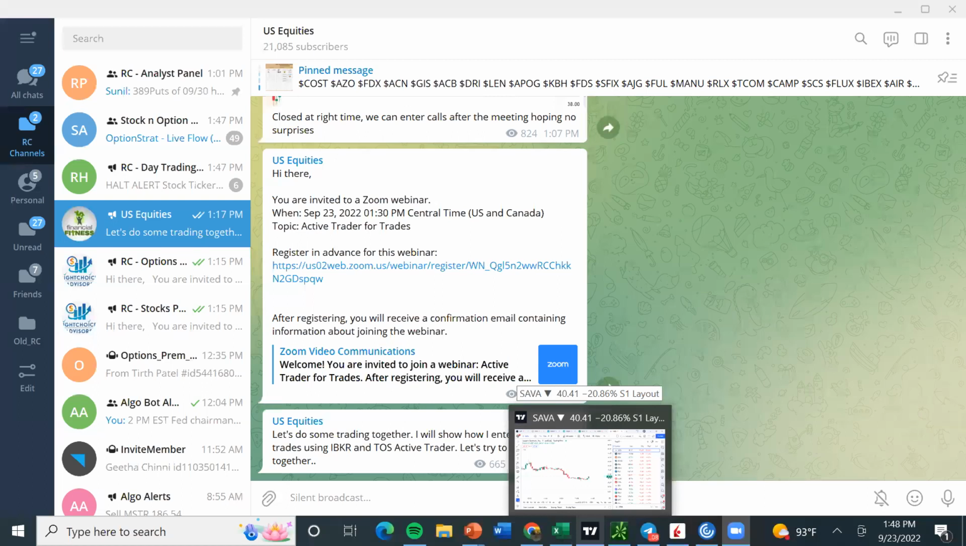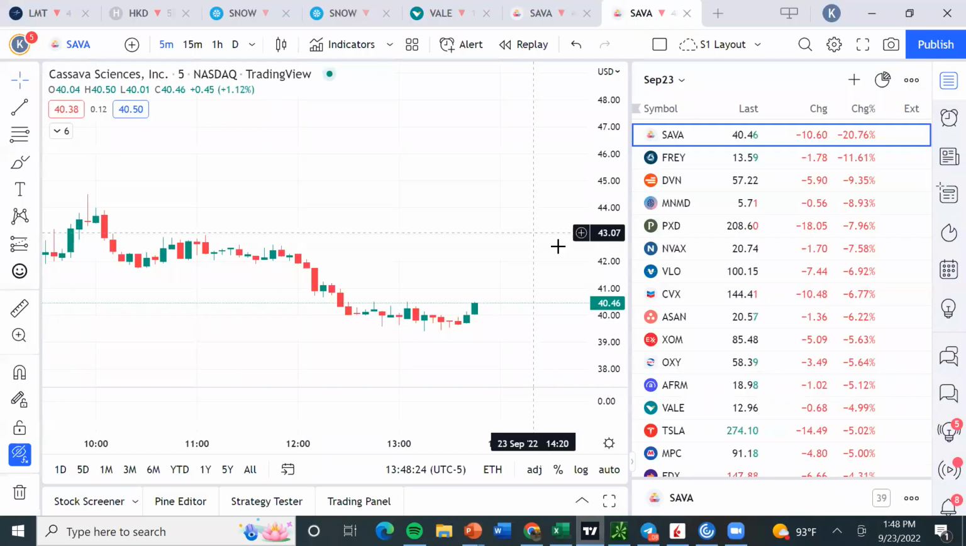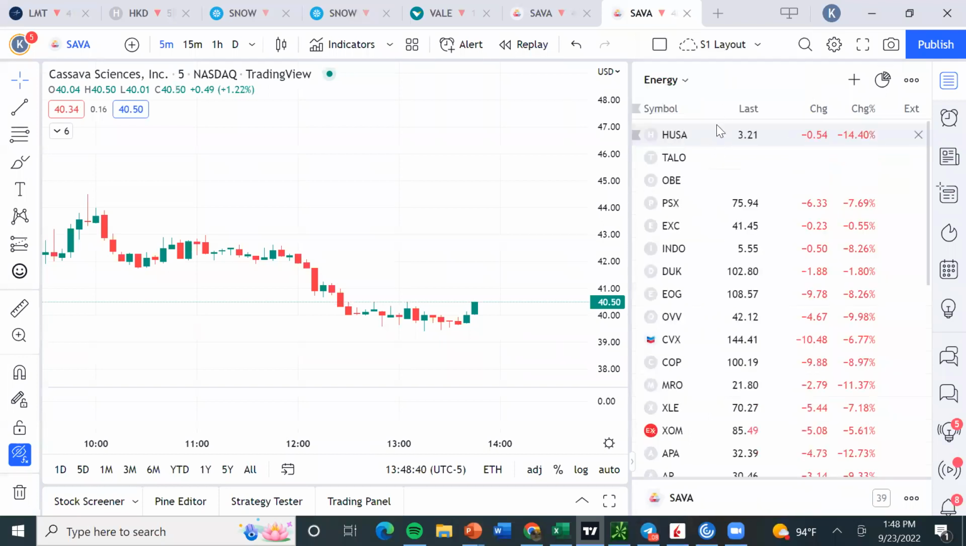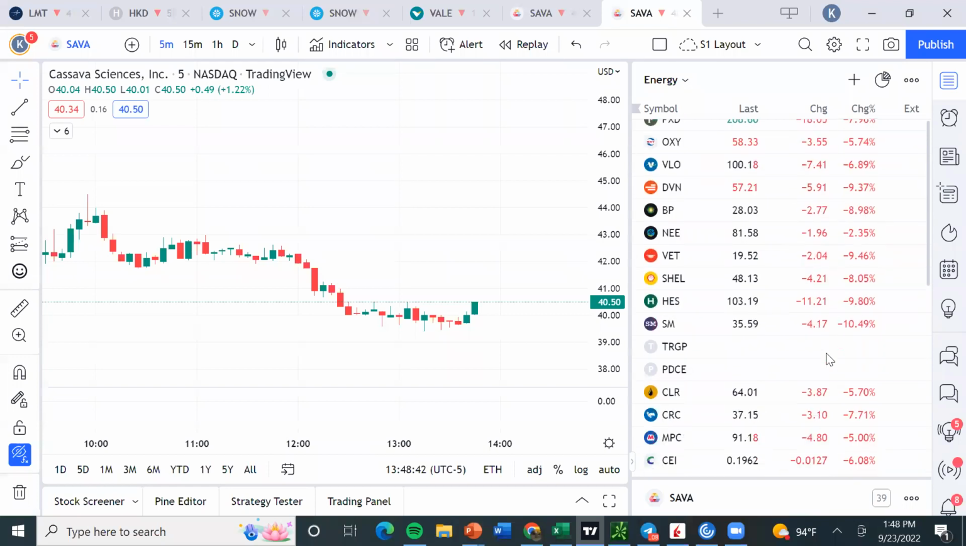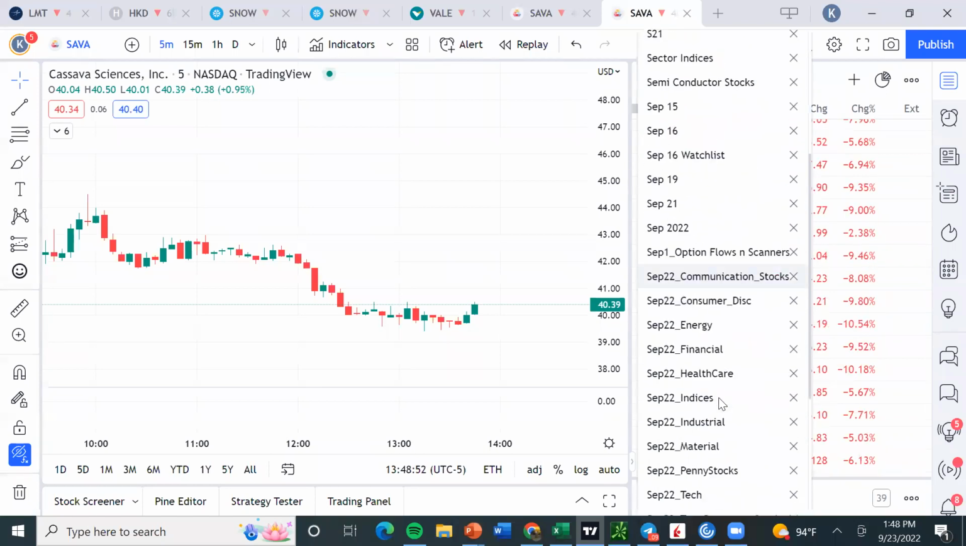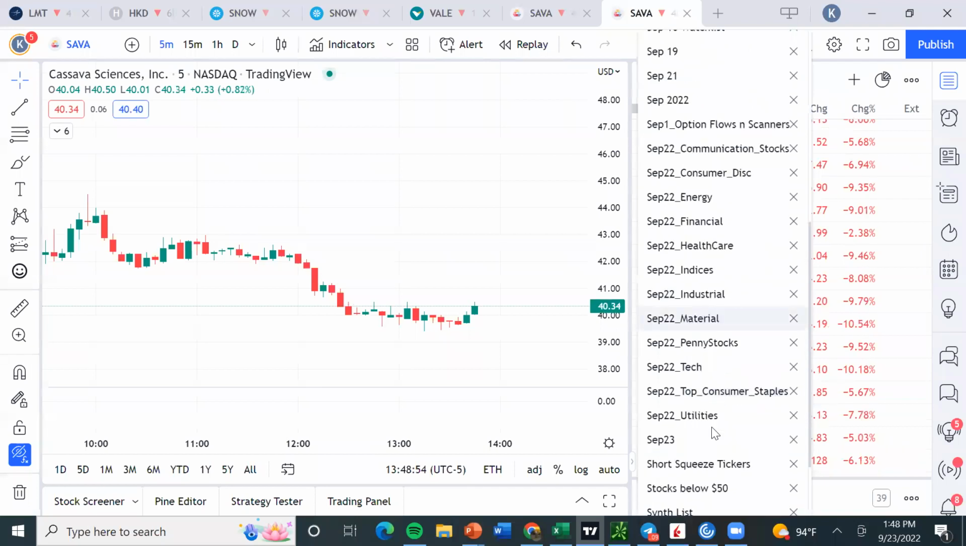Let me quickly repeat what I mentioned. I will be using TradingView, and I'll be maintaining my watch list every day. I have a watch list with all the semiconductor stocks. If CL is moving, then I look at energy, all the various energy stocks which are moving, or mid cap stocks or futures, semiconductors. Based on which stocks are moving, I will look into that watch list.